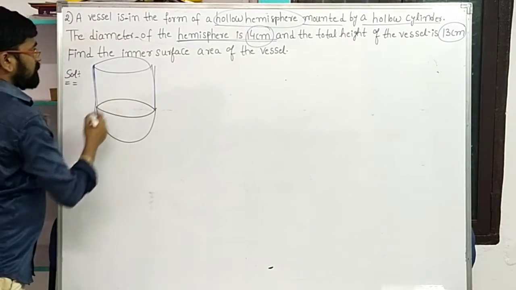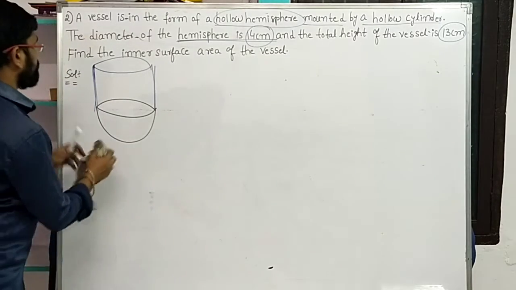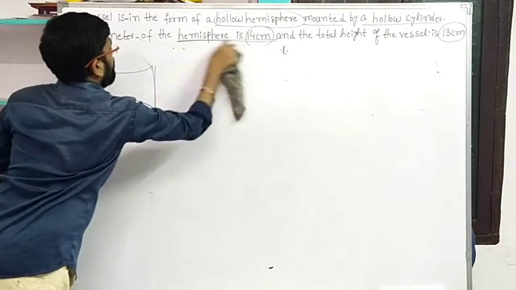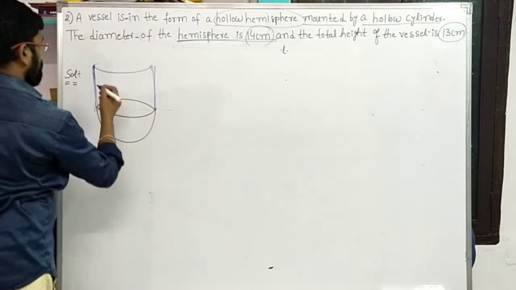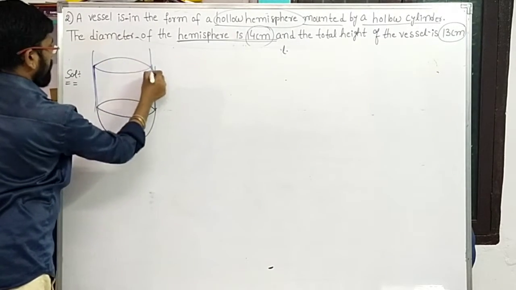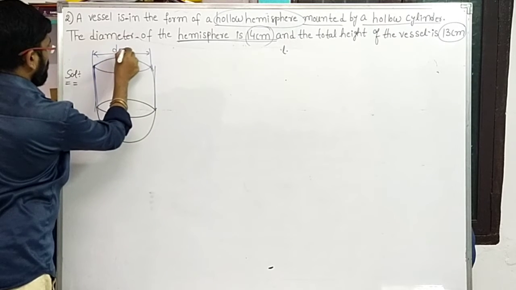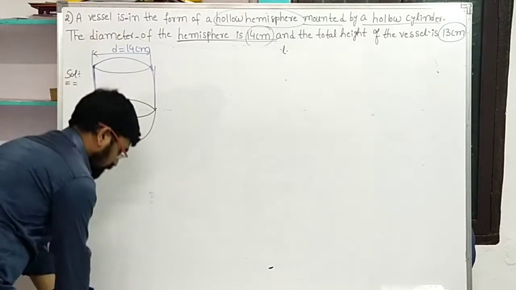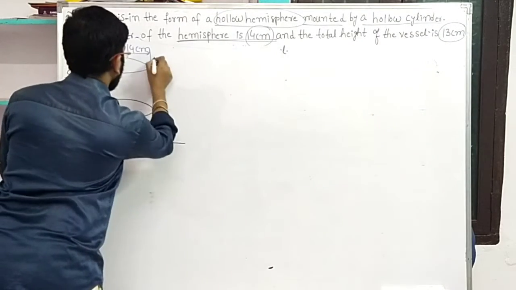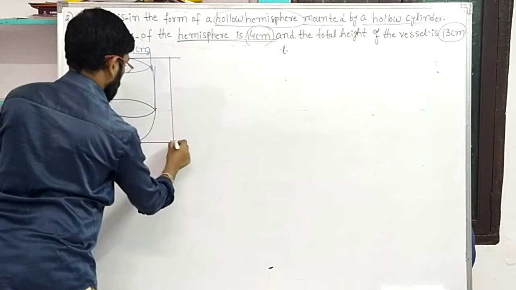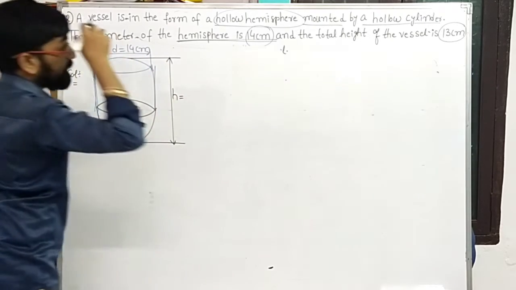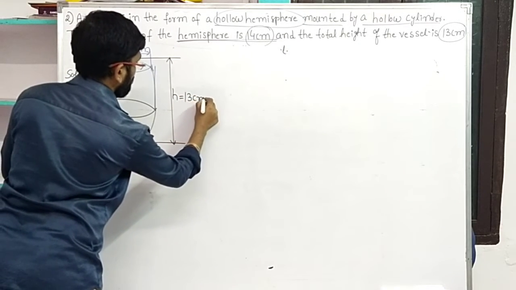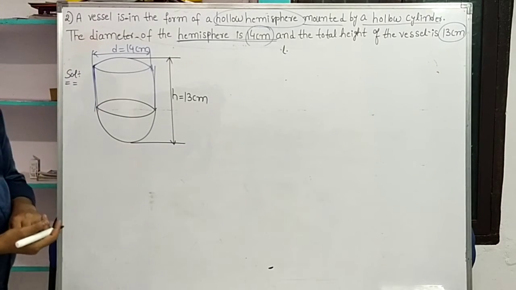The diameter of the hemisphere is given as 14 centimeters, so D equals 14 centimeters. Next, the total height of the vessel, from here to here, is 13 centimeters.